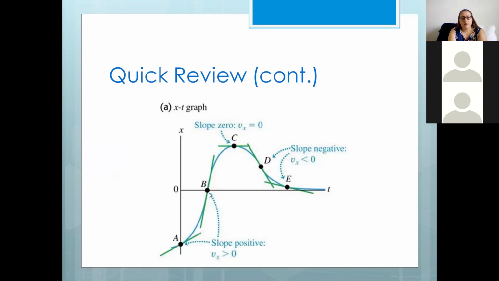So at A and B, the slope is positive, meaning the velocity is positive. At C, the slope is 0, so velocity is 0, meaning the object is not moving. And then at D and E, the slope of those tangent lines is negative, and so our velocity is negative. The object is returning back to where it started.